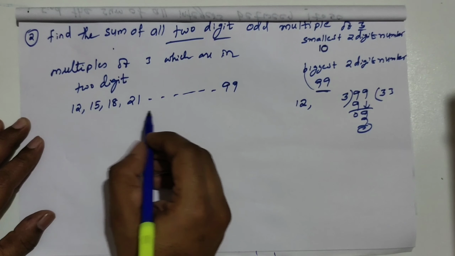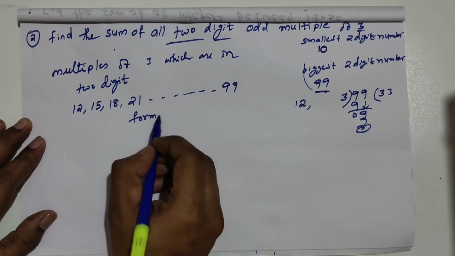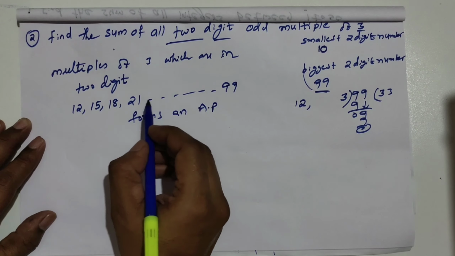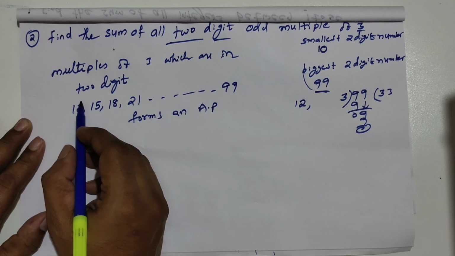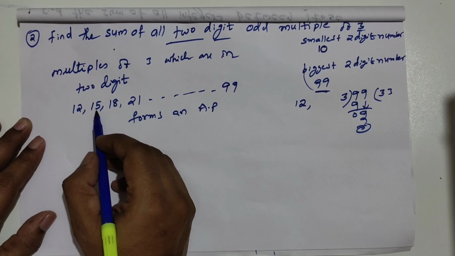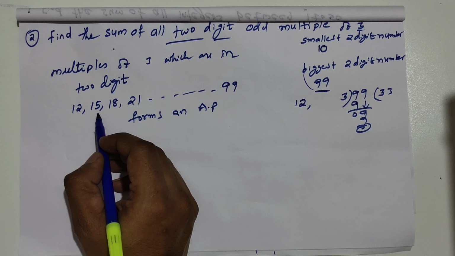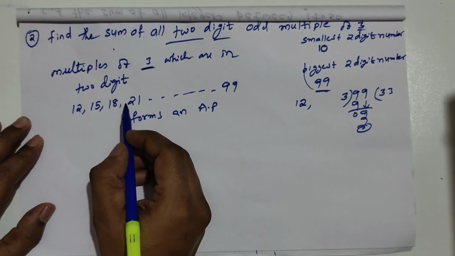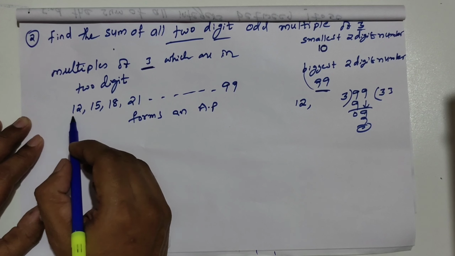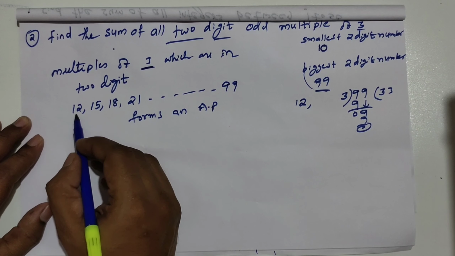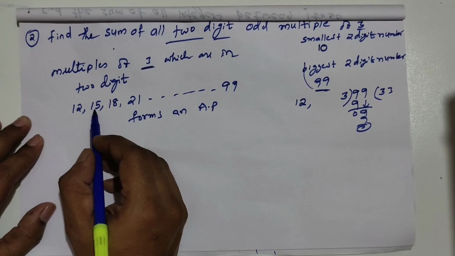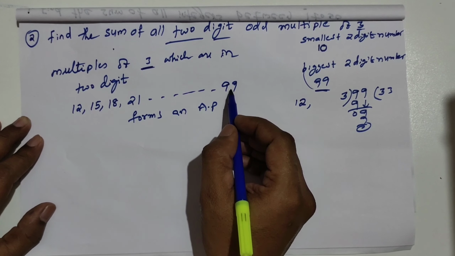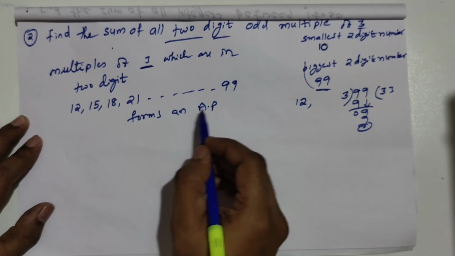So this again forms an AP. Why? Here it is gradually increased by 3. By the definition of AP also we can say, except the first number, every number is obtained by adding a fixed number, that is 3, to the previous number. See here, 12 is the first number, 3 is added to 12, we get 15, and again 3 is added to that 15, 18, and again 3 is added to 18, 21, like that we get 99. So in that way also we can say it is an AP.